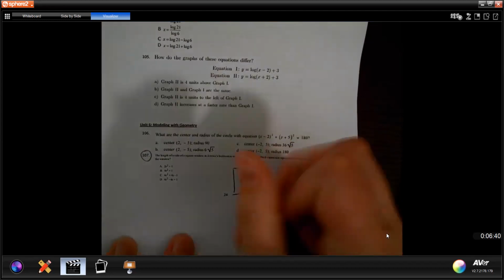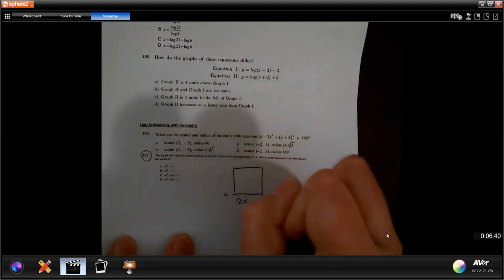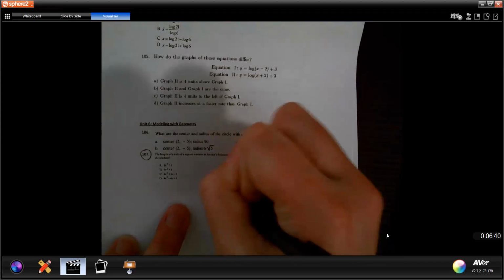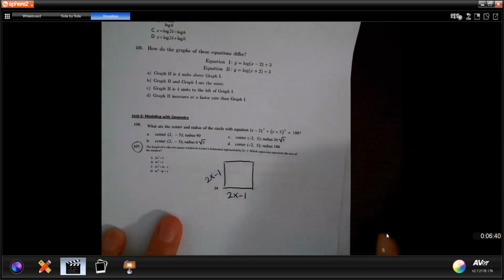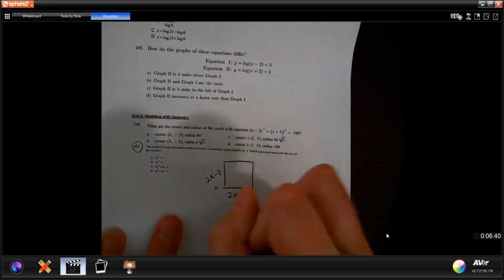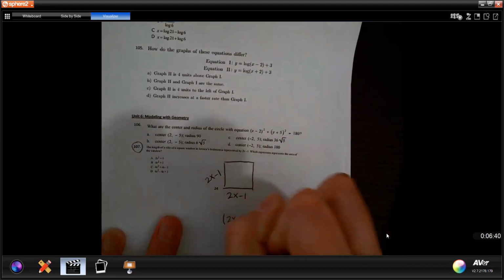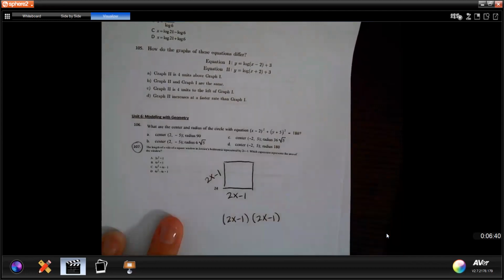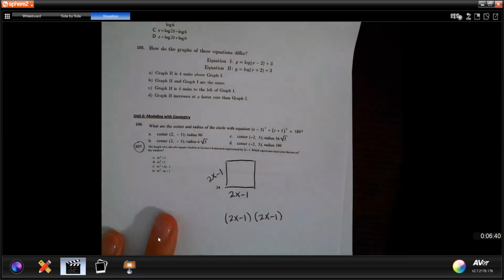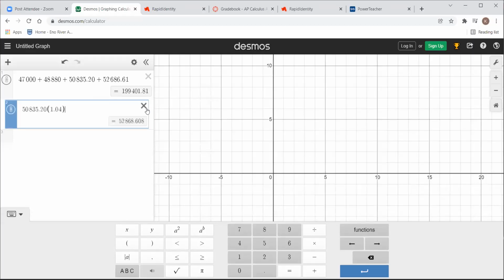Yeah, so I'm going to put 2x minus 1 on each side of the square. And then if I wanted to find the area, what should I do with the 2x minus 1? Yeah, so I'm just going to write 2x minus 1 times 2x minus 1. I don't feel like doing math, so I'm going to go ahead and plug this into Desmos and check it against my multiple choice answers.